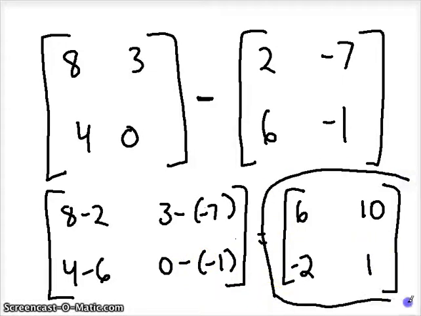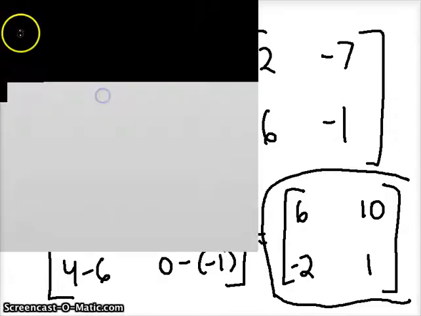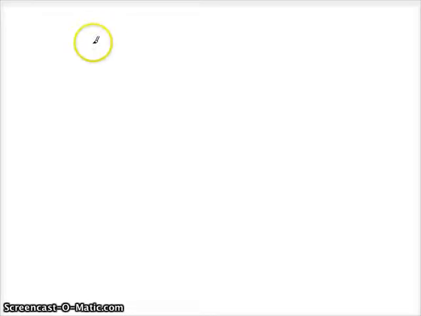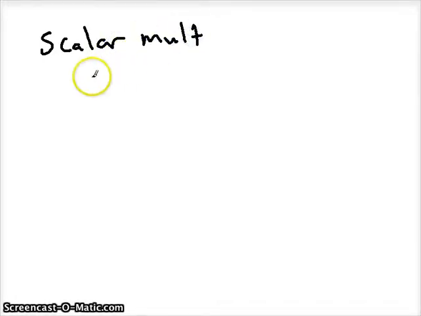So just make sure you distribute a negative that's outside a matrix the same way you would distribute it if it were outside a set of parentheses. And basically that's how you would add or subtract matrices. Just combine their elements, their corresponding entries. One last thing I want to talk about is a thing called scalar multiplication. A scalar is a number that sits outside a matrix. And just the same as we distributed our negative sign, we are going to distribute a number outside a matrix to every entry inside.